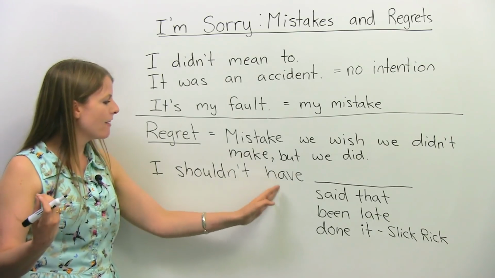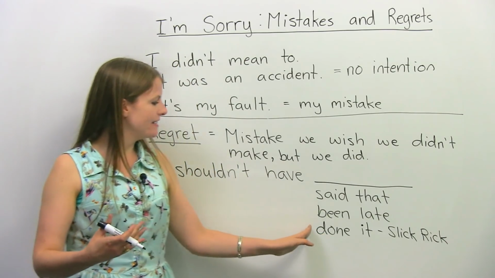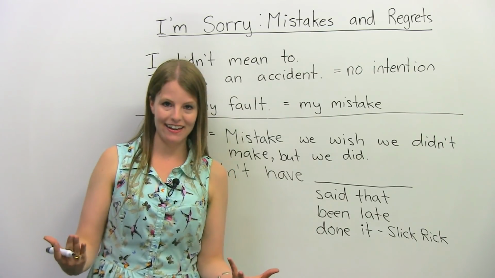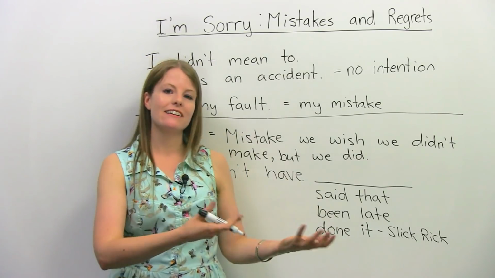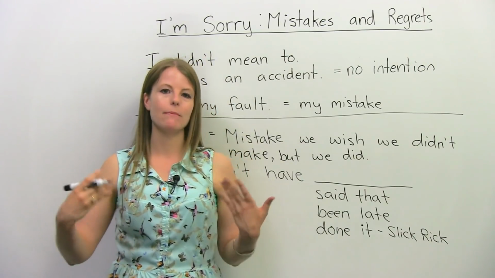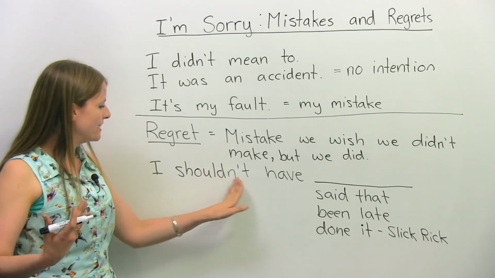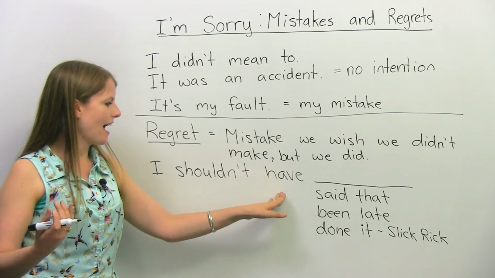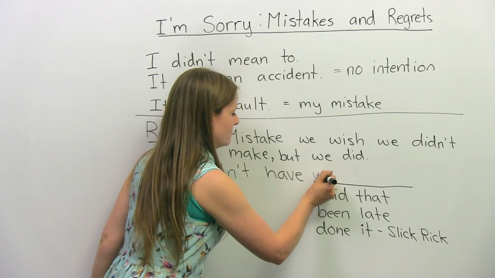Maybe I shouldn't have been late. I shouldn't have done that. Okay, I shouldn't have eaten all the cake. I shouldn't have been mean to that person. I shouldn't have skipped school. Okay, there's a lot of things that we might regret. So the key here is you say I shouldn't, and the n apostrophe t means not. I shouldn't have. And then we have the verb in the past participle.